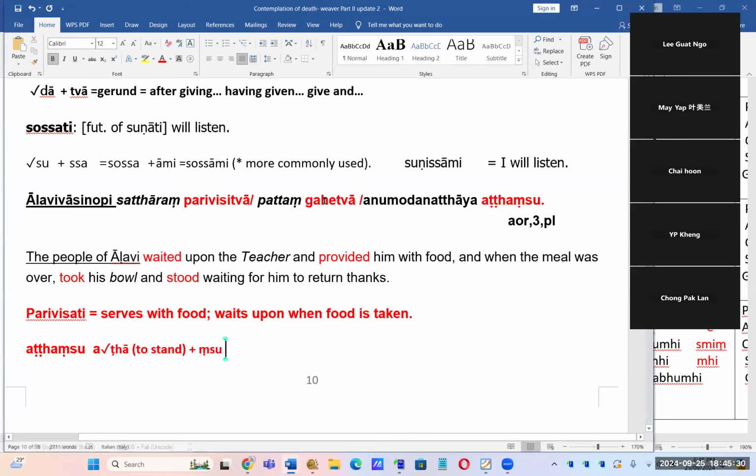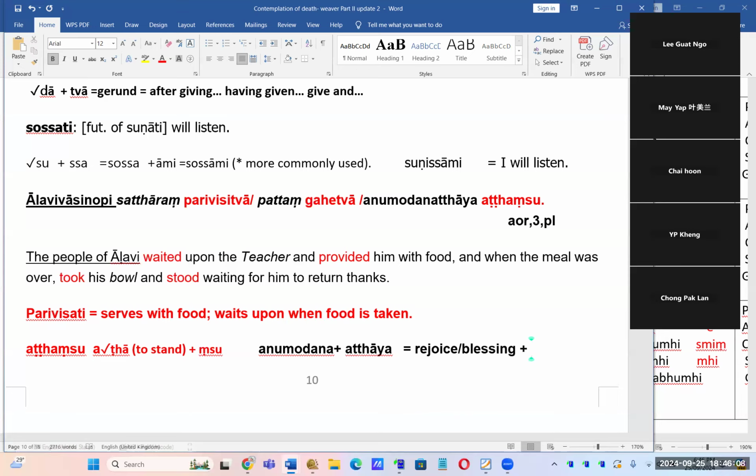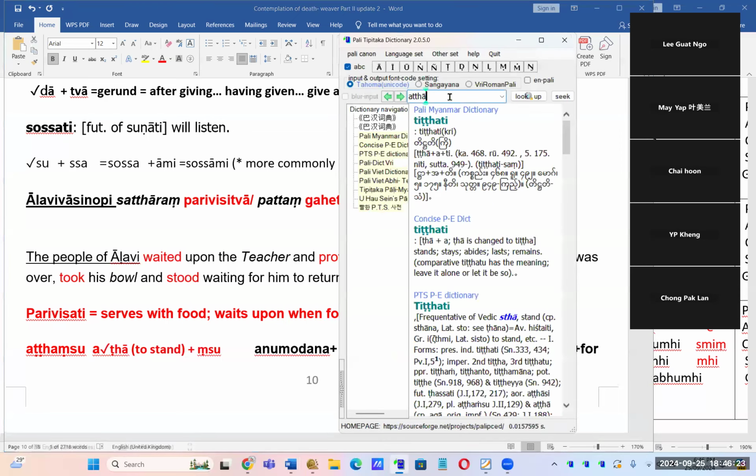Though they serve the food to the Buddha, they get his bowl and they're waiting for him to say this anumodana. Now here anumodana is actually two words. Anumodana plus attaya. Attaya has many meanings. Anumodana means rejoice. Direct translation will be rejoice. Sometimes we use the word blessing. And then attaya will be benefits. And then the suffix will be for. So for the benefits, or sometimes atta. This word atta is one of the difficult ones to translate because it has, I think, more than 30, 40 meanings.